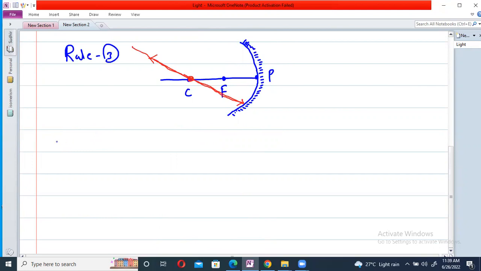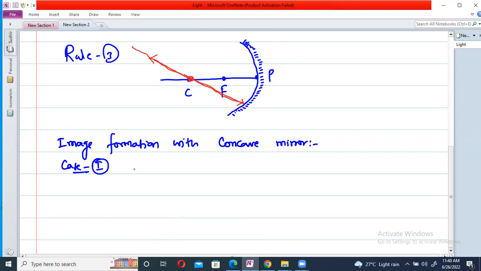So now, image formation with a concave mirror. This is the heading. Image formation with concave mirror. Let us say, in this one, I want to give some cases. Case 1: object is kept beyond C.